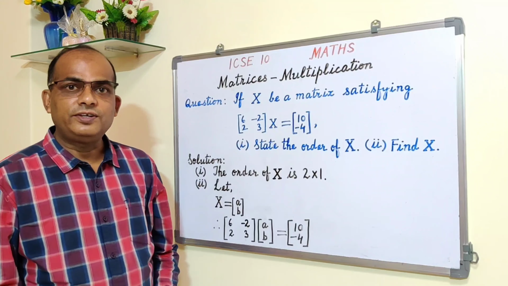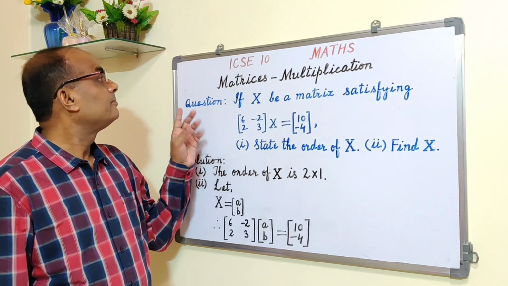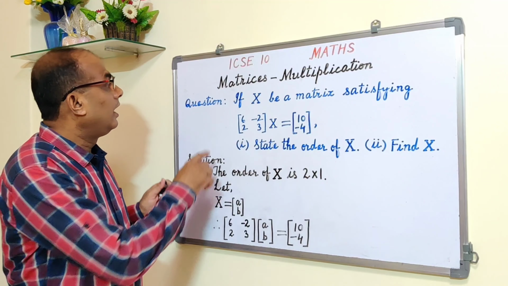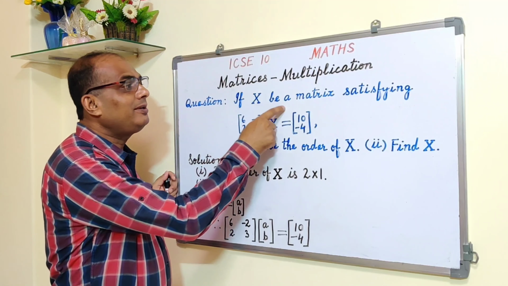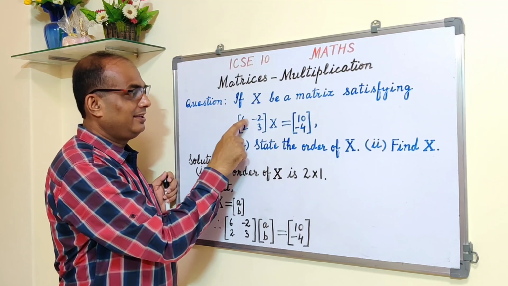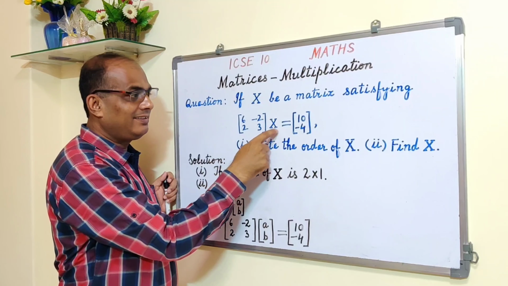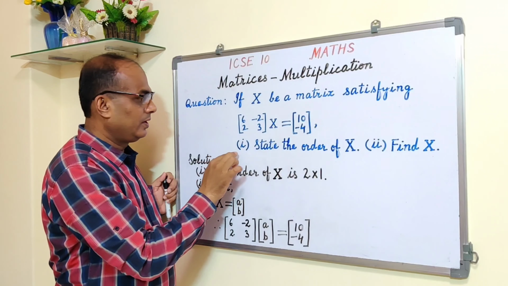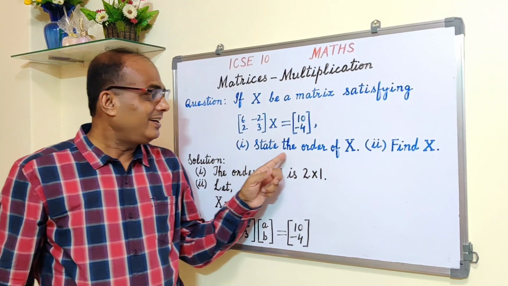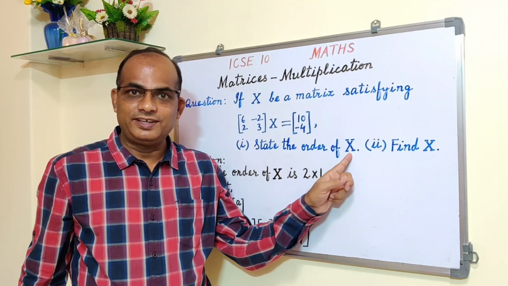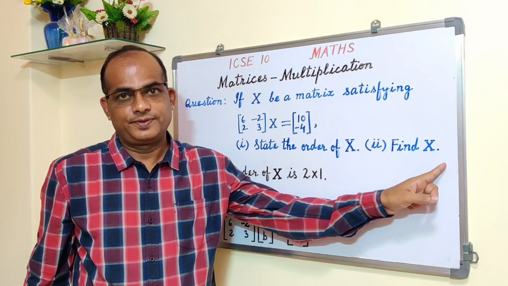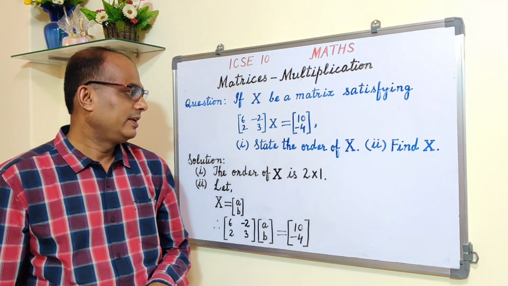So today's question is, as you can see: if X be a matrix satisfying [6 -2; 2 3] X = [10; -4], then there are two sub-questions. First, state the order of the matrix X. Second, find X. Okay, this is the question.